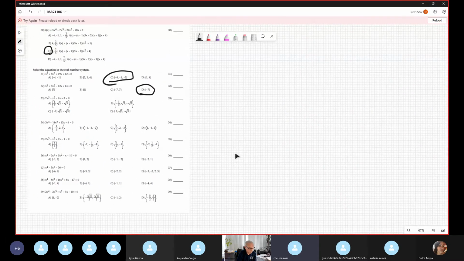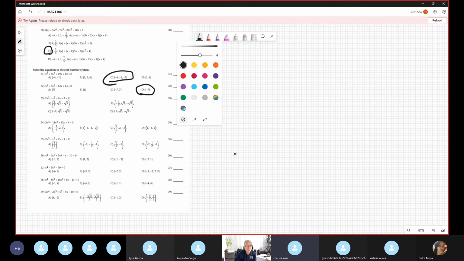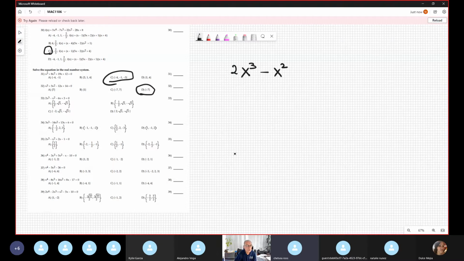Okay, 33 is the same kind of question: 2x cubic minus x squared minus 6x plus 3 equals 0. Okay, cubic equation. Okay, 600 decimal. Okay, we have one zero again, and one half positive. Wow, positive half.